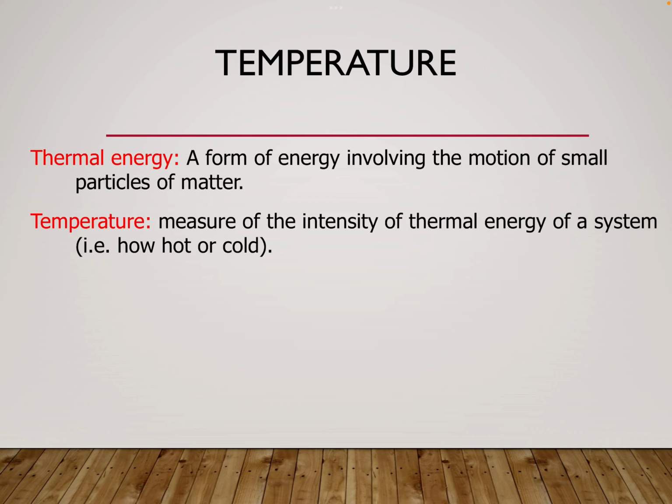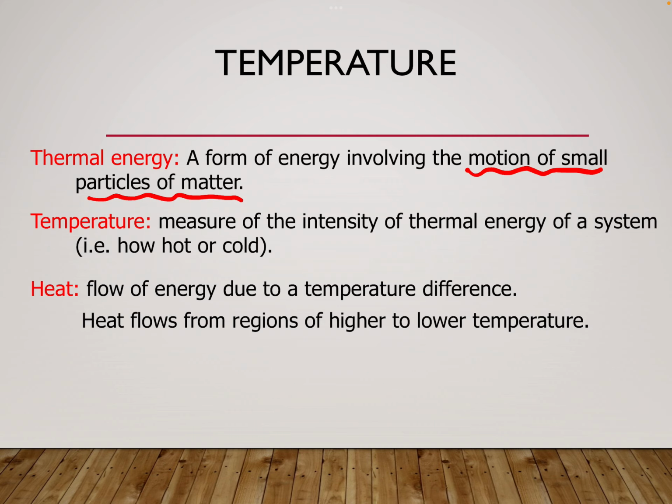Okay, temperature, we normally think of as being hot or cold, or the weatherman will tell us it's 72 degrees outside, right? But that temperature is actually a measure of the intensity of the thermal energy of a system. So when we're talking about temperature, we're actually talking about the motion of small particles of matter, which is kind of interesting. So the faster those particles of matter are moving, the higher the temperature. And the slower those particles are moving, the lower the temperature. So we can directly tell how fast these particles are moving based on the temperature, which is kind of cool.